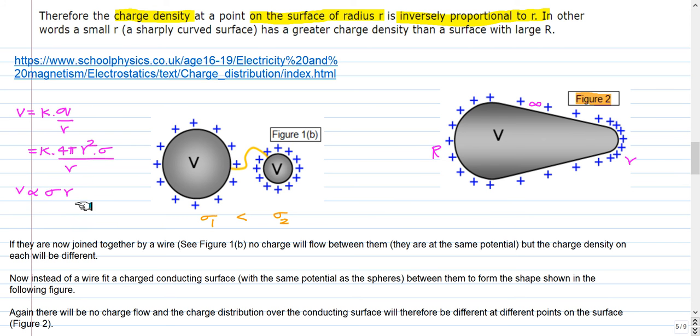So if the radius of the sphere decreases, then the surface charge density will increase for the same potential. So this right one is a smaller sphere of the same potential V, and at its surface the charge density will be sigma 2. So sigma 2 will be greater than sigma 1.